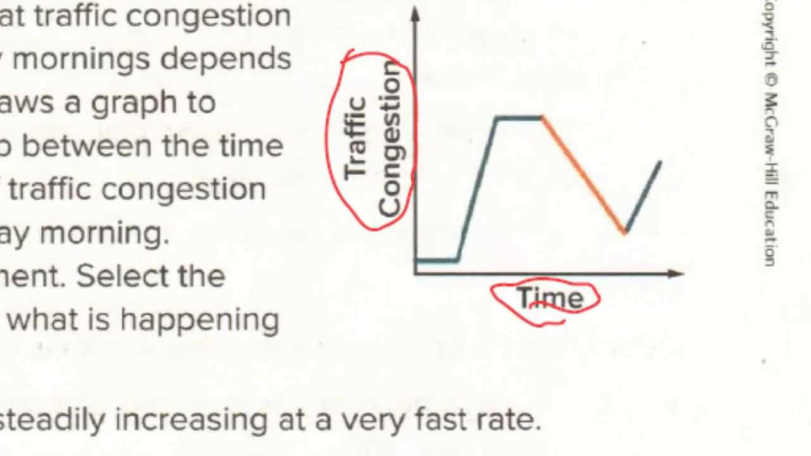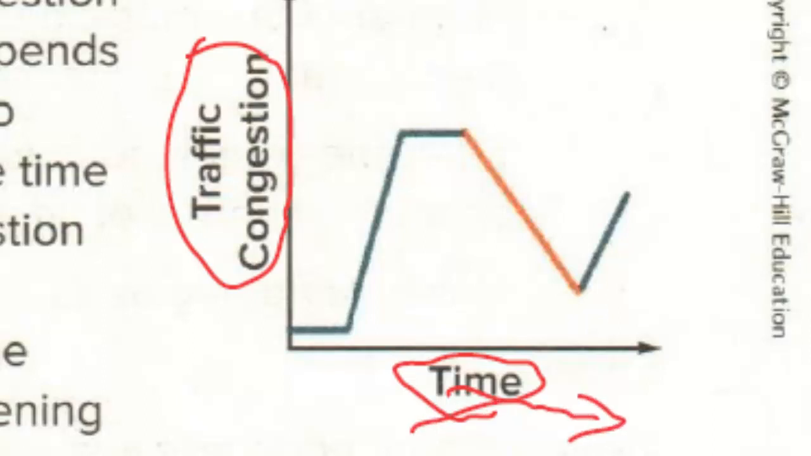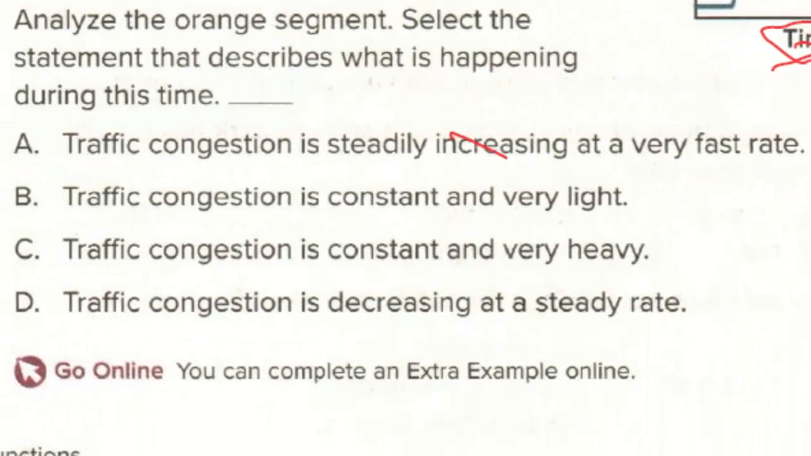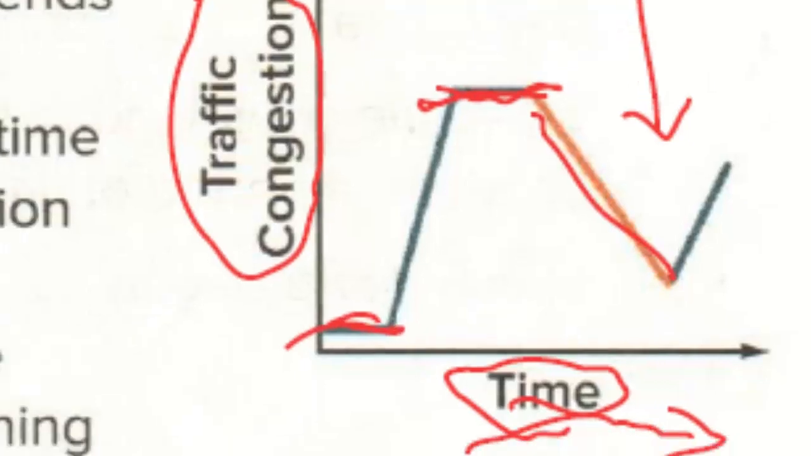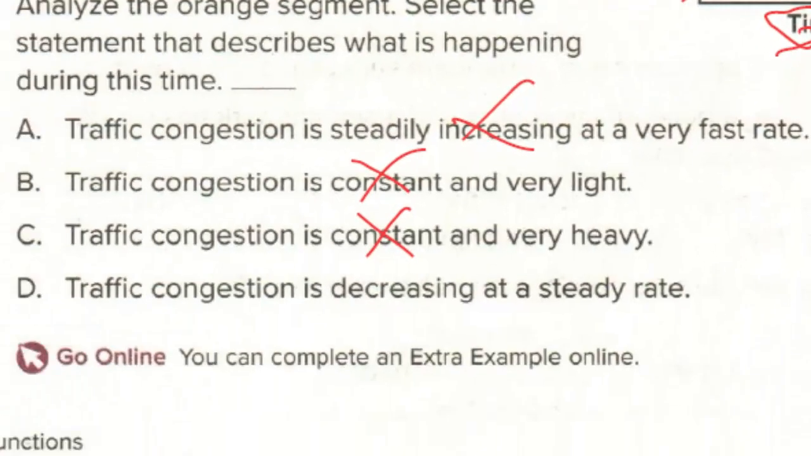If we look at the graph, time is progressing forward, but the amount of traffic congestion is going down. But it's going down in a straight line here. So that would be a steady rate. So it is not increasing. It's not constant because it's going down. Constant would be flat like a horizontal line right here and here. So traffic congestion is decreasing at a steady rate. So the choice here is D.